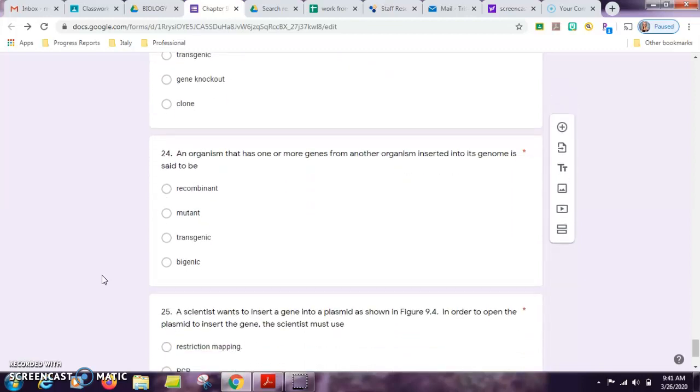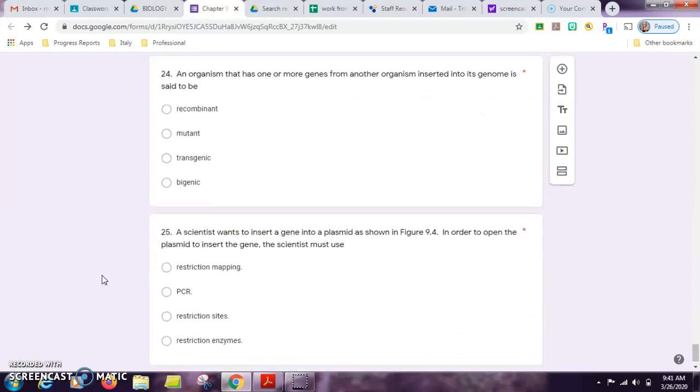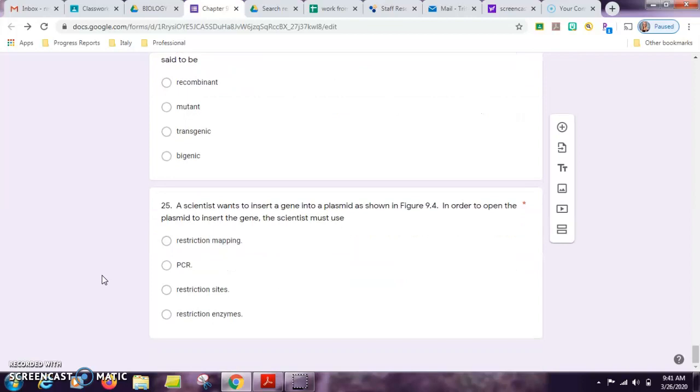Number 24 says, an organism that has one or more genes from another organism inserted into its genome is said to be recombinant, mutant, transgenic, or bigenetic. And your last question, number 25. A scientist wants to insert a gene into a plasmid as shown in figure 9.4. In order to open the plasmid to insert the gene, the scientist must use restriction mapping, PCR, restriction sites, or restriction enzymes. That is your whole test read aloud to you.